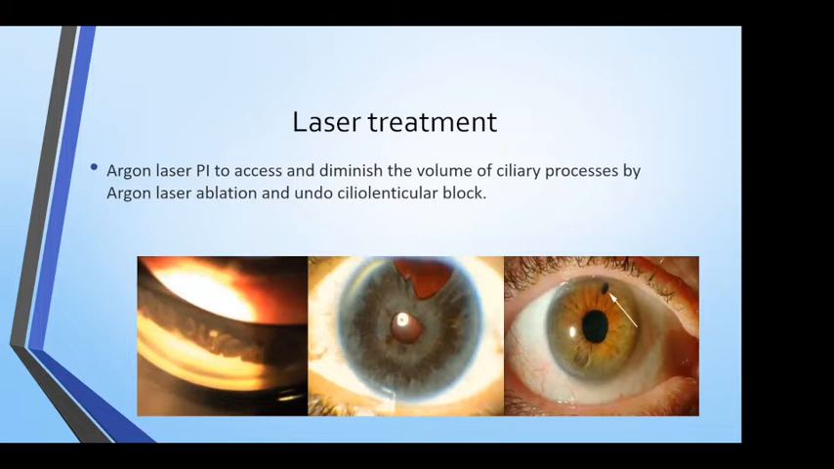Next is laser treatment. So for laser treatment, you can use argon laser PI to access and diminish the volume of ciliary processes by argon laser ablation, or undo the ciliolenticular block. You know, how many times you have done a peripheral iridotomy, and then through that opening you could see the ciliary processes. It's very common, especially the temporal PIs. When you do them big enough, you'll be able to visualize the ciliary processes, and through that you can aim and target the argon laser to the ciliary processes and shrink them. You could also visualize the ciliary processes through a surgical iridectomy if you have one, through which you can access them and work on that.